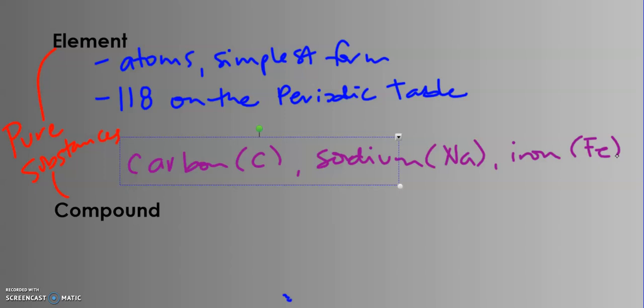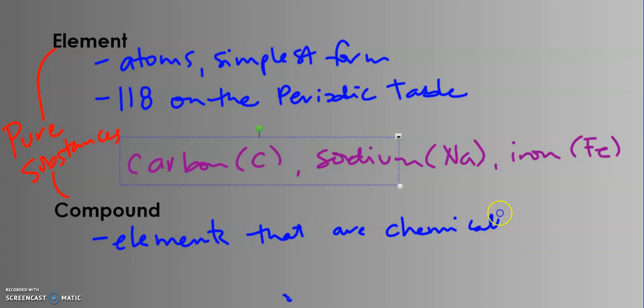All right, so compounds are also pure substances, but compounds are not single elements. They are elements that are chemically combined. So we can do chemical reactions to separate them or to combine elements to make a compound. All right, so they are elements that are chemically combined.